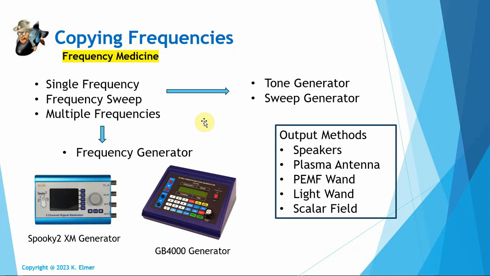So you can actually capture a range of frequencies, and that range of frequencies could then all be captured using a sweep generator. So you can use a tone generator to play a single number, a certain frequency, or you can use a sweep generator to play a range. Now, there's also this third flavor called multiple frequencies.